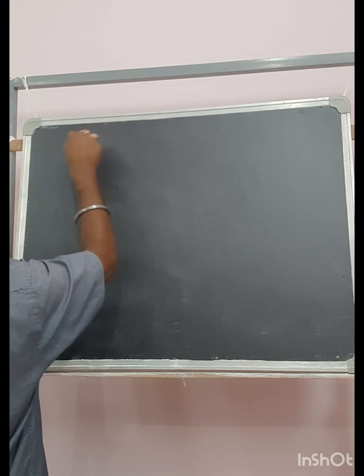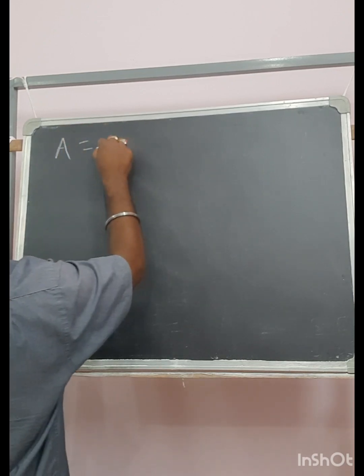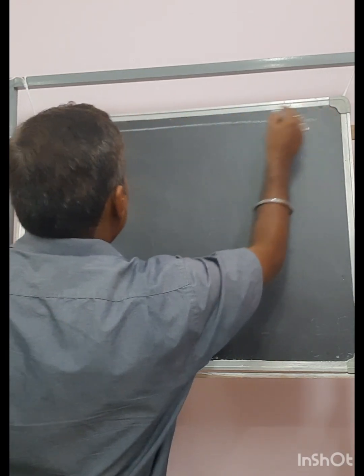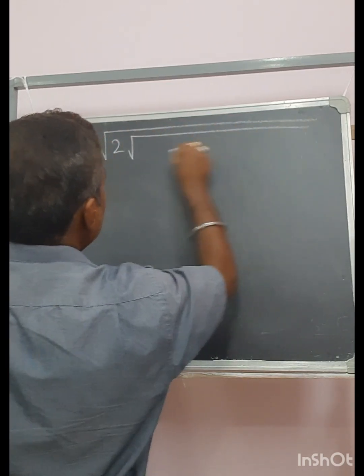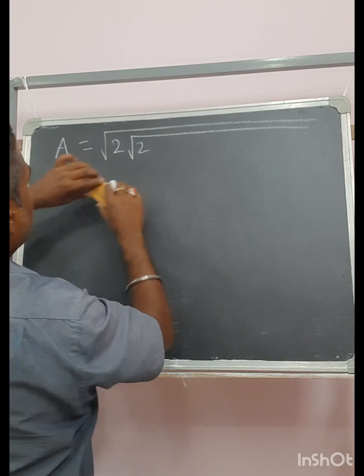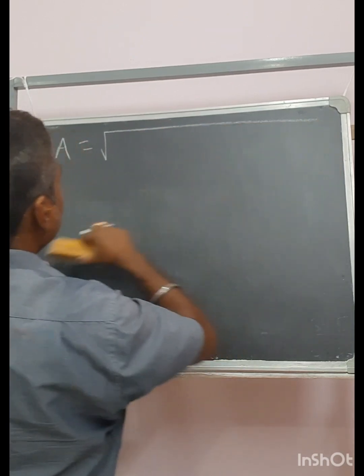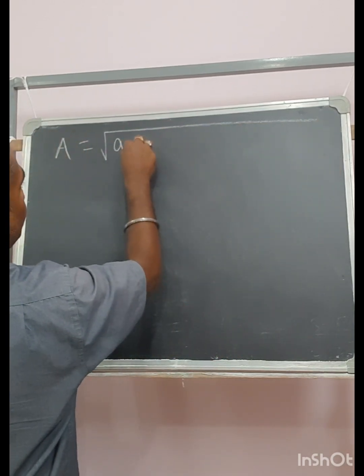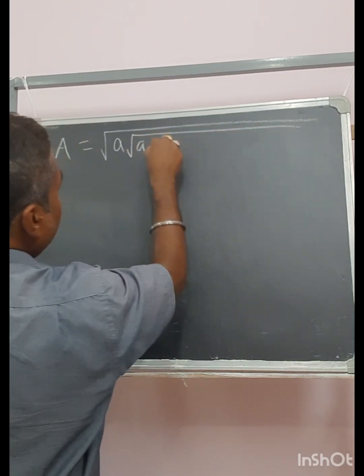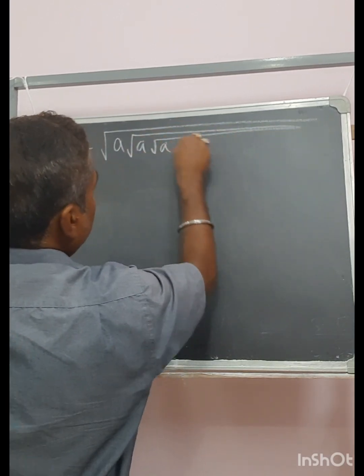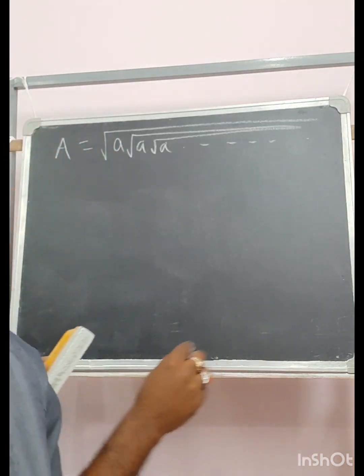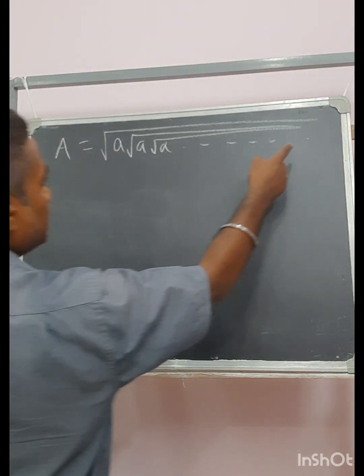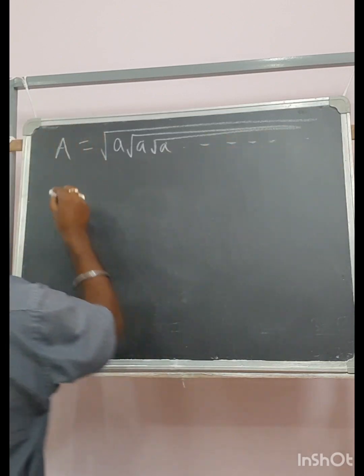Let's say any surd A is represented with an infinite term of this kind. Let's say, I will take a common representation: root a, root a, and so on, with the infinite terms. So in this case, how can I solve this problem?